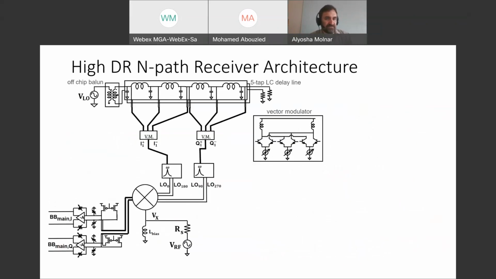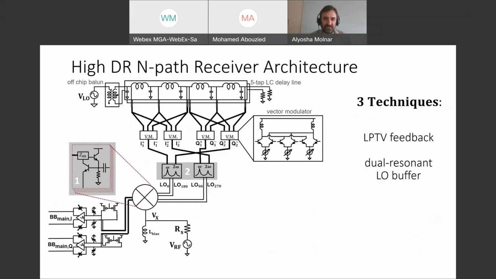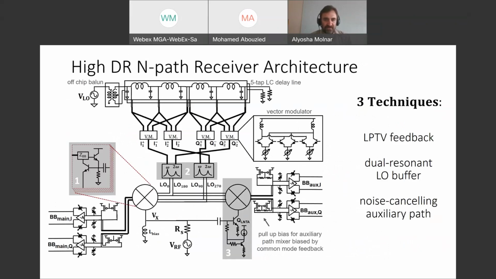So we've actually built a full receiver using these techniques, including the feedback technique, the dual resonant LO buffer, and we actually also included a noise-canceling auxiliary path, following on work done by again Mirzaei et al. some years ago. Actually, Murphy was the lead author on that.